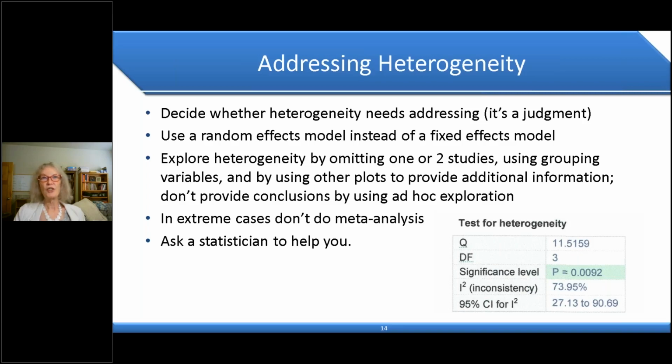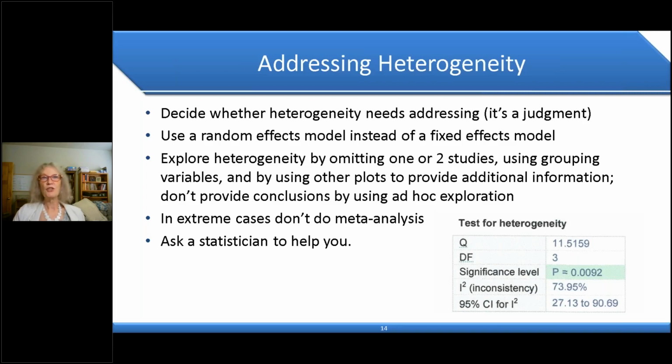So take out the offender. Does the heterogeneity lower or go away? That's almost certainly the issue. Maybe there are some other data that you can use where you can group studies and figure it out that way. But that said, don't make this a fishing expedition.